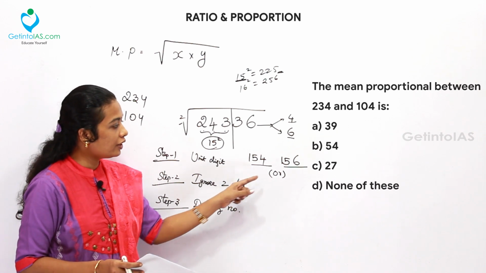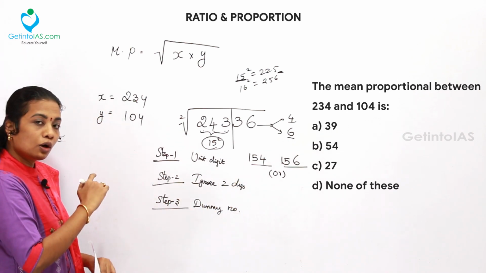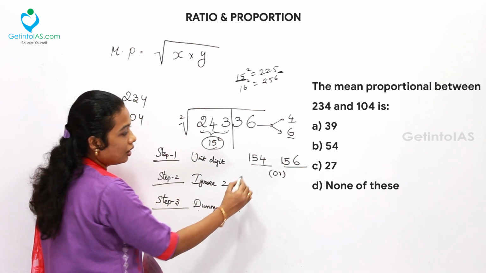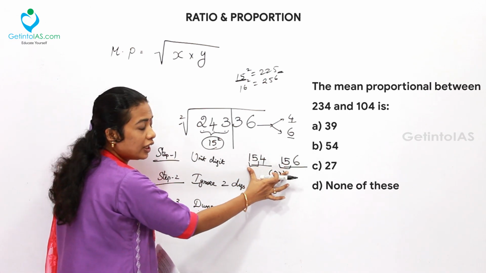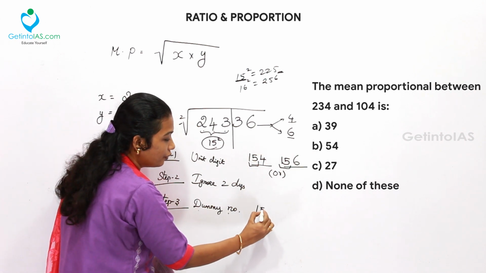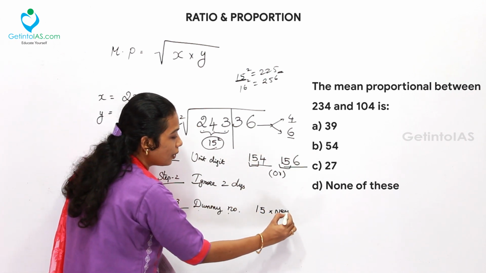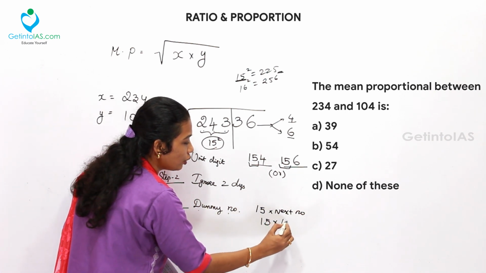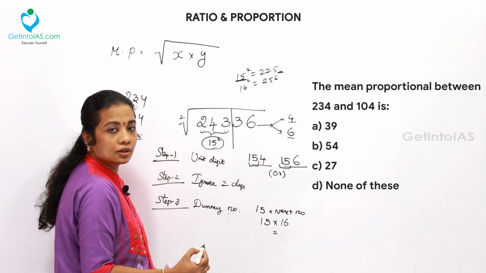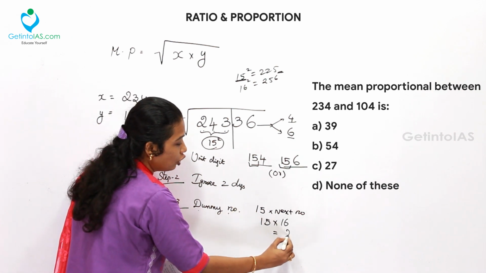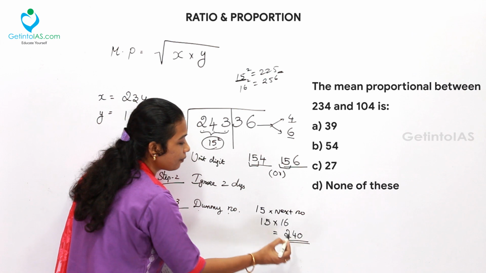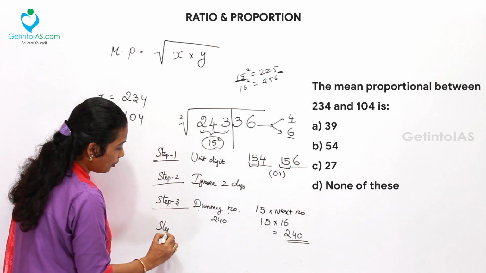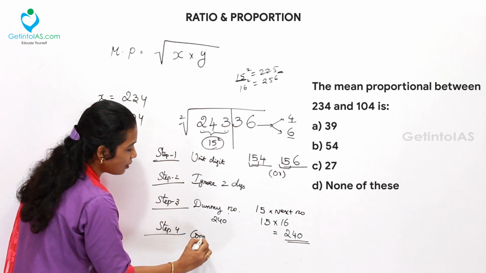Or else, if you want the actual answer, you need to move on to the next step, that is creating the dummy number. Dummy number is nothing. Which number is common here? 15 is common here. Take the 15 into the next number. Next number to 15 is what? 16 actually. 15 into 16. Finally, what is the result? 225 plus 15, 240. Create a dummy number. Dummy number is 240.